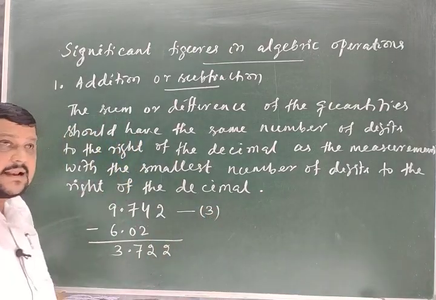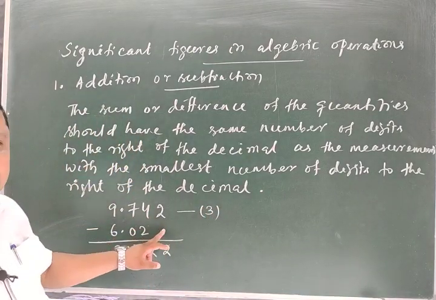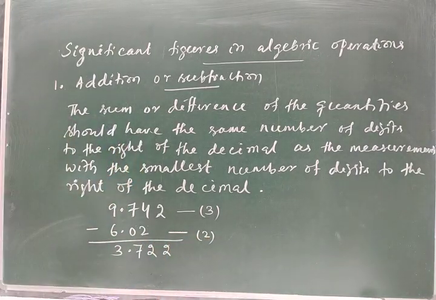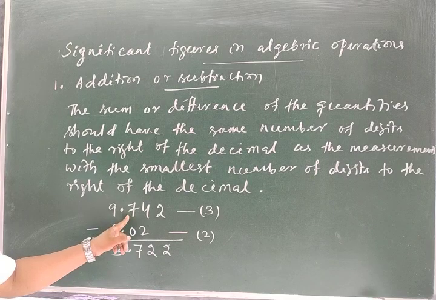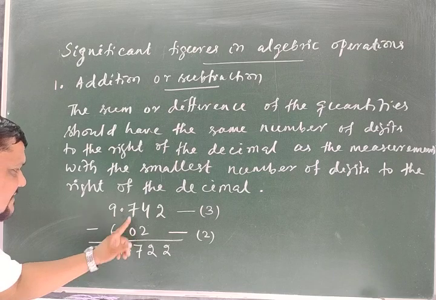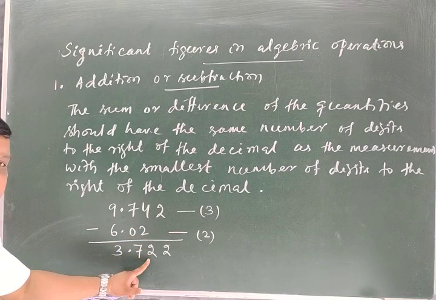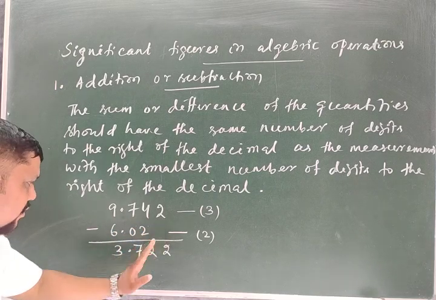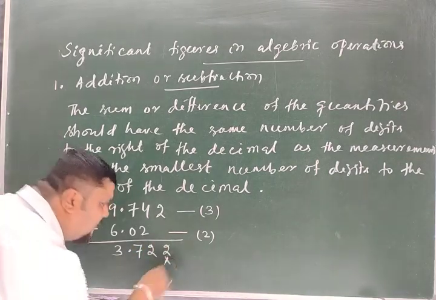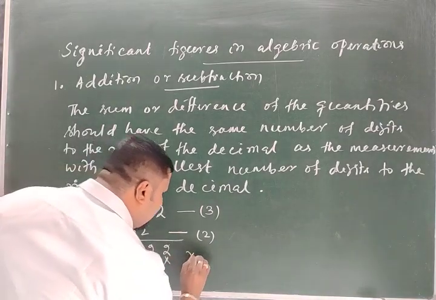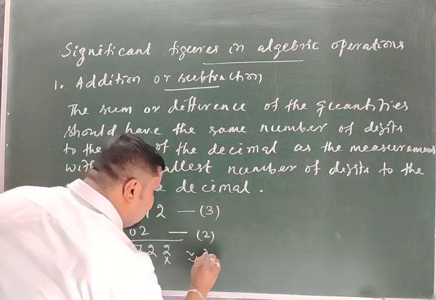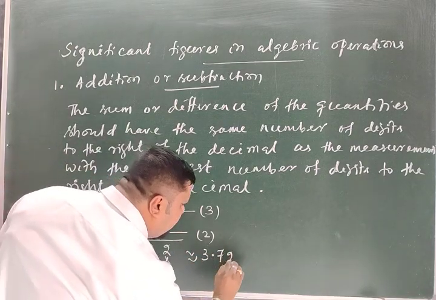Now count the digits in the addition and subtraction. You count after the decimal how many digits? 3. Here how many digits? 2. Here which one is least precise? This one compared to this? Which is the smaller one? This one. After the decimal, 2 places versus 3 places. So in the result I will keep which one? Up to the second place, so I will take up to 2. So this 2 should be dropped. By rounding off, 2 is dropped, it is less than 5, so I will write 3.72 as it is.